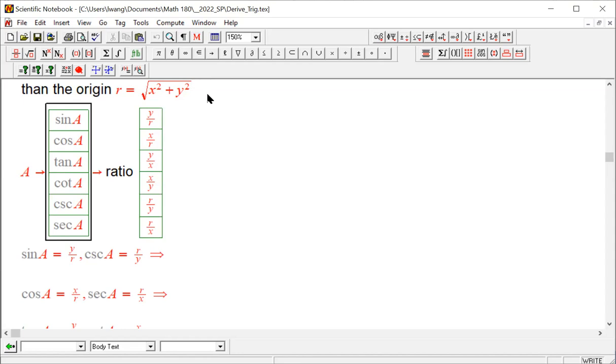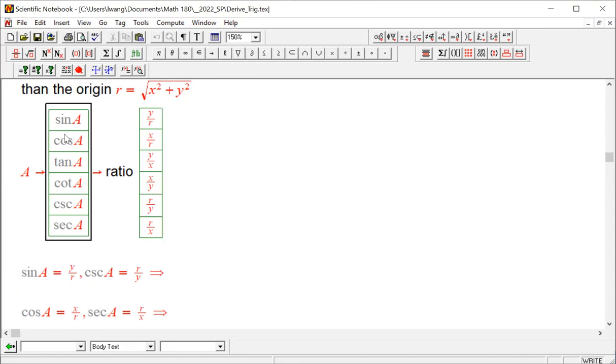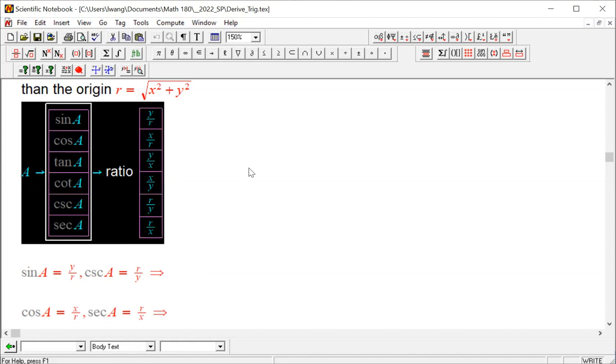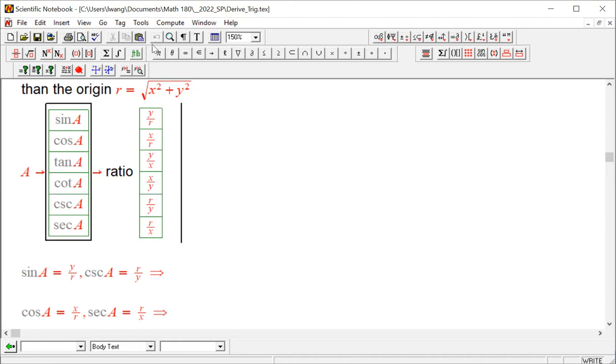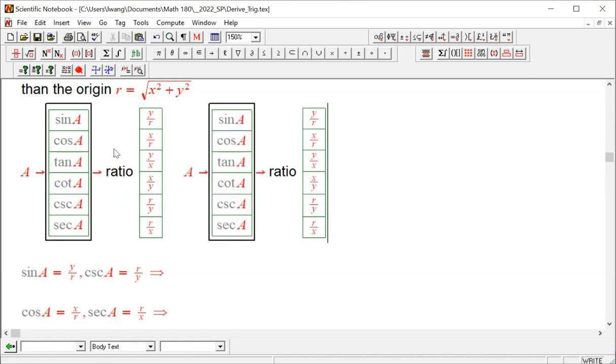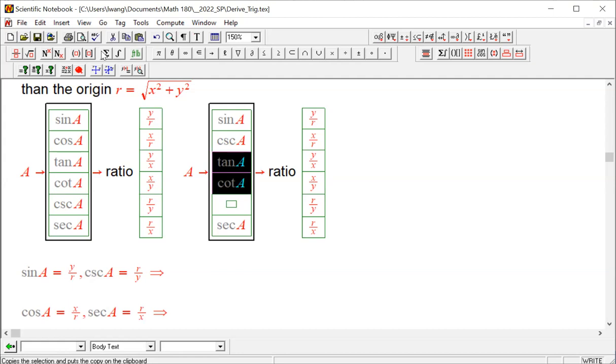Okay. Now the first one, right? I'm going to regroup these in the following order. So I'm going to switch. I'm going to put cosecant in the position next to sine. And tangent, cotangent are going to be in the position together. Okay. And cosine and the secant, I'm going to pair them this way. Okay. And on the next side, of course, they're going to be done accordingly, right?